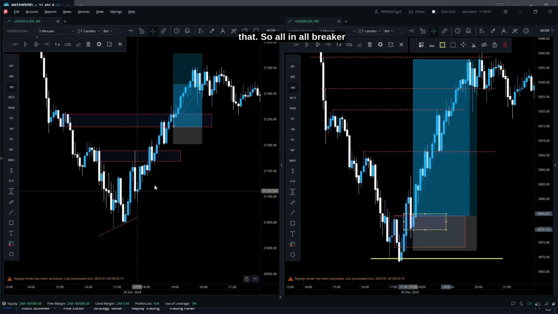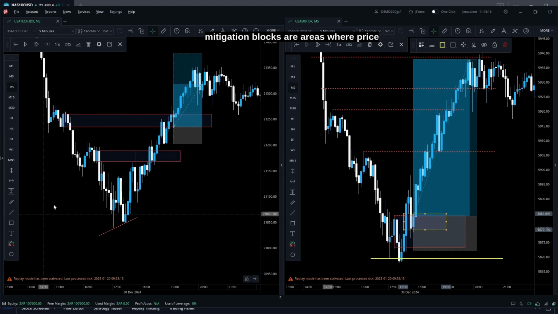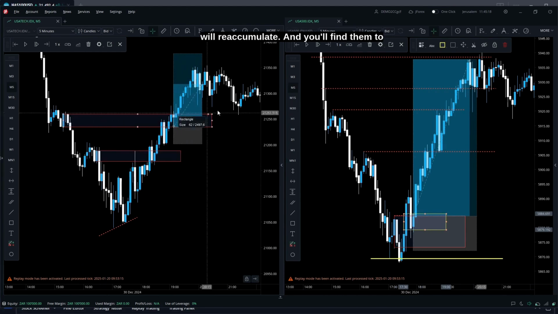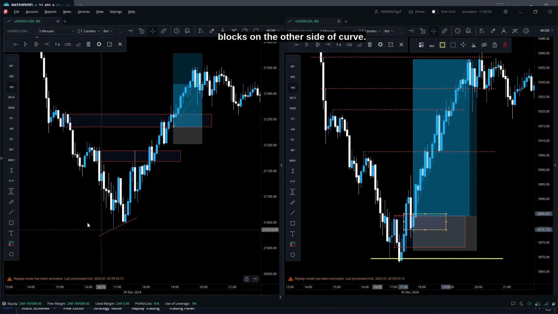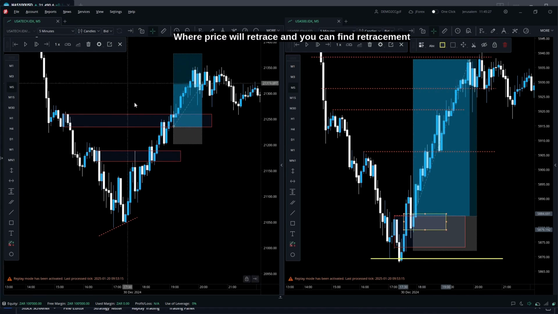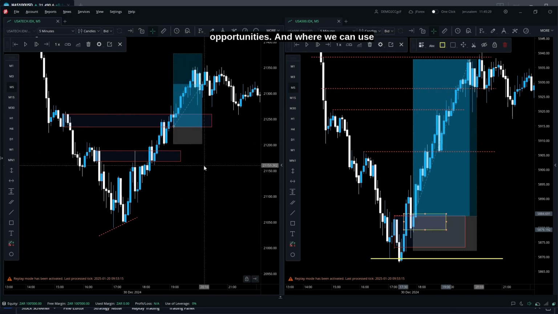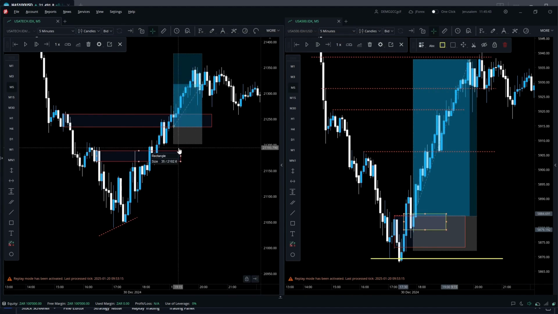So all in all, breaker blocks are essentially found at your reversals and require a liquidity sweep, whereas mitigation blocks are areas where price will reaccumulate, and you'll find them to be either old order blocks on the other side of the curve, where price will retrace and you can find retracement opportunities, and where we can use them in continuation of the trend as well.